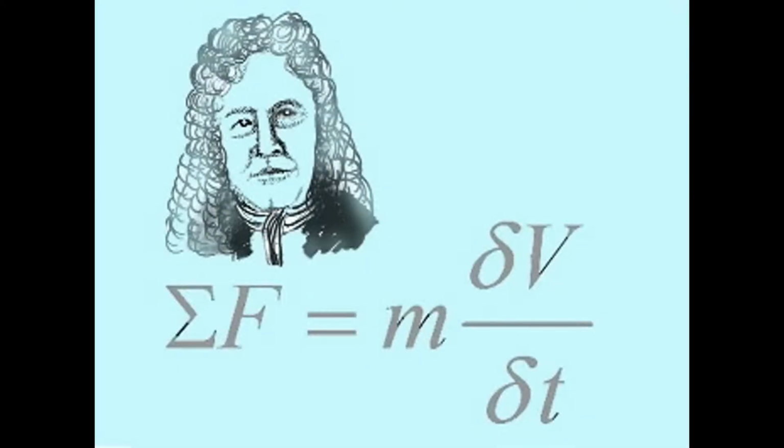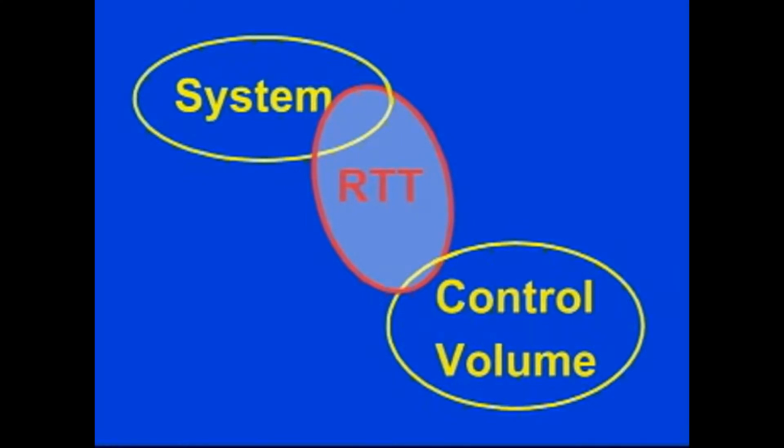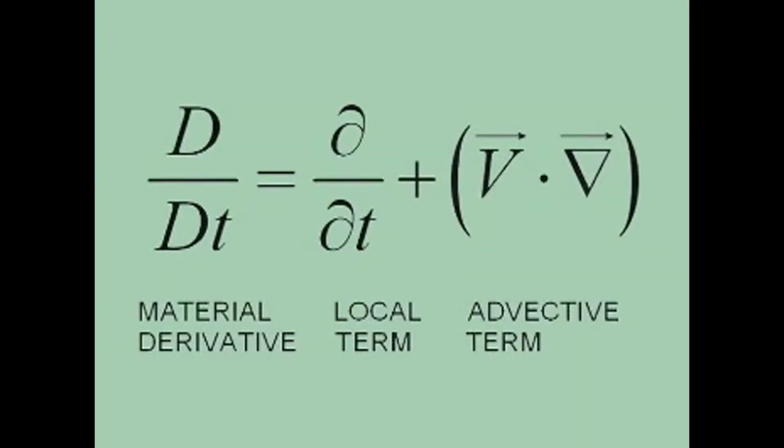The fundamental conservation laws, such as Newton's second law of motion, were originally written for a system of fixed mass, in other words, using a Lagrangian approach. In order to apply the more useful Eulerian framework in fluid mechanics, we need a mathematical way to translate between the two frames of reference. This is Reynolds' transport theorem, which makes use of the so-called material derivative. The rate of change of a property in a fixed mass system is given as the time rate of change of that property inside the control volume plus an advective term describing the net flux of that property through the control surfaces.